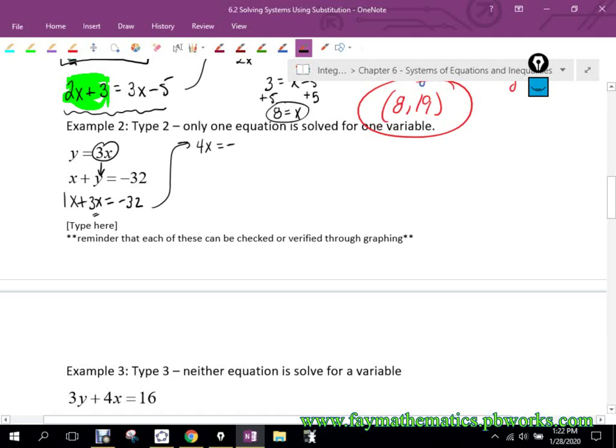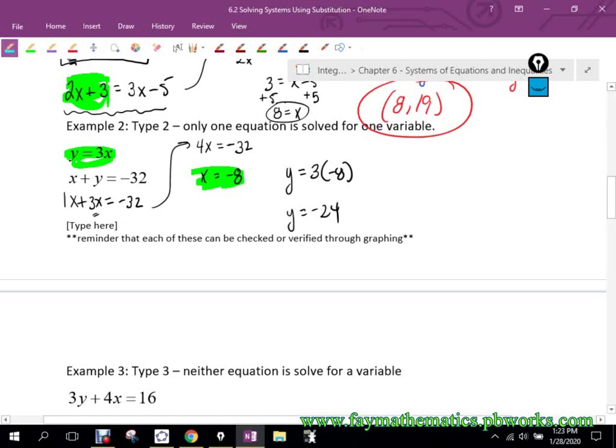Not how many I see written. I want to combine the like terms, the coefficients. So then x is going to be negative 8, right? Divide both sides by 4. Okay. Now, if I want to solve for y, I'm going to take that number, negative 8, and plug it back into one of these. So if I plug it back into that one, what do I get? What's 3 times negative 8? Negative 24, right? Okay.